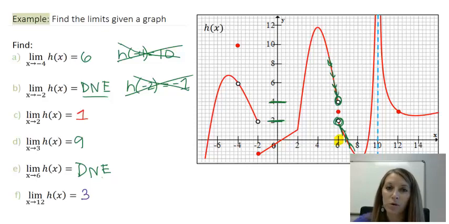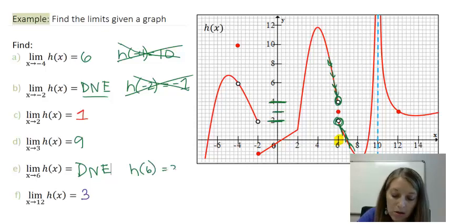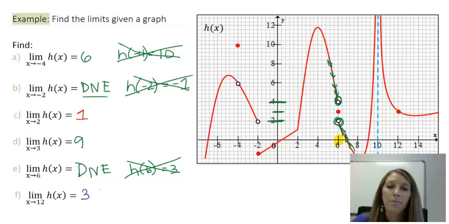They have to match in both directions. One more time, I need to remind you it does not matter where my point is. That is where my function is defined. So if I wanted h of 6, that would be where this point is defined, and that is around here at 3. So my function h of 6 is equal to 3, but my limit as x is approaching 6 does not exist because they don't match from the left and from the right.